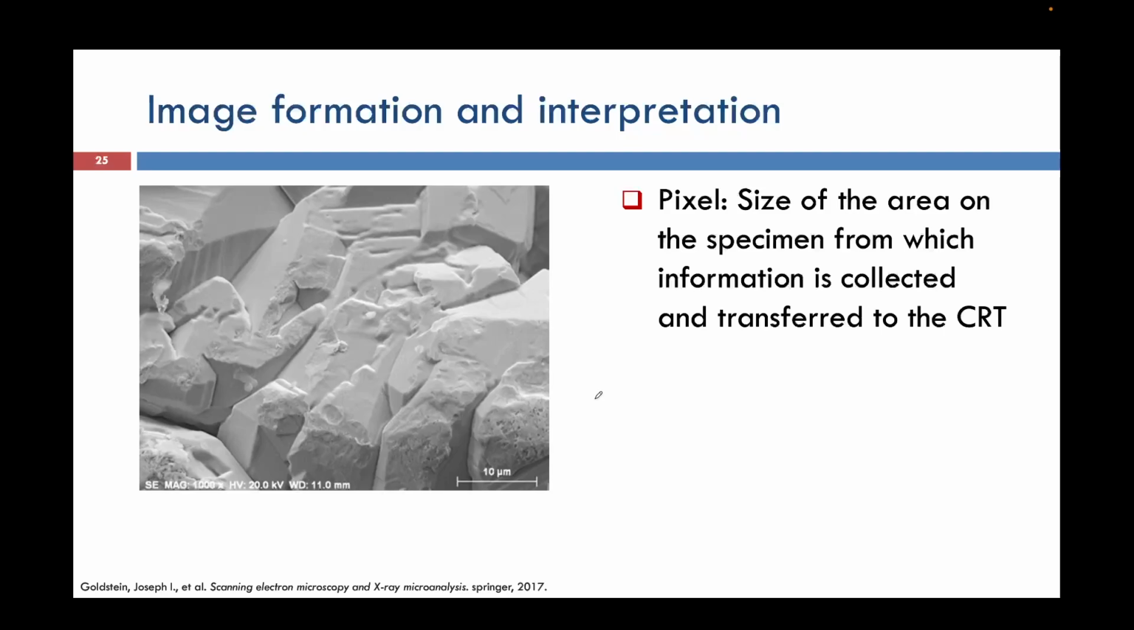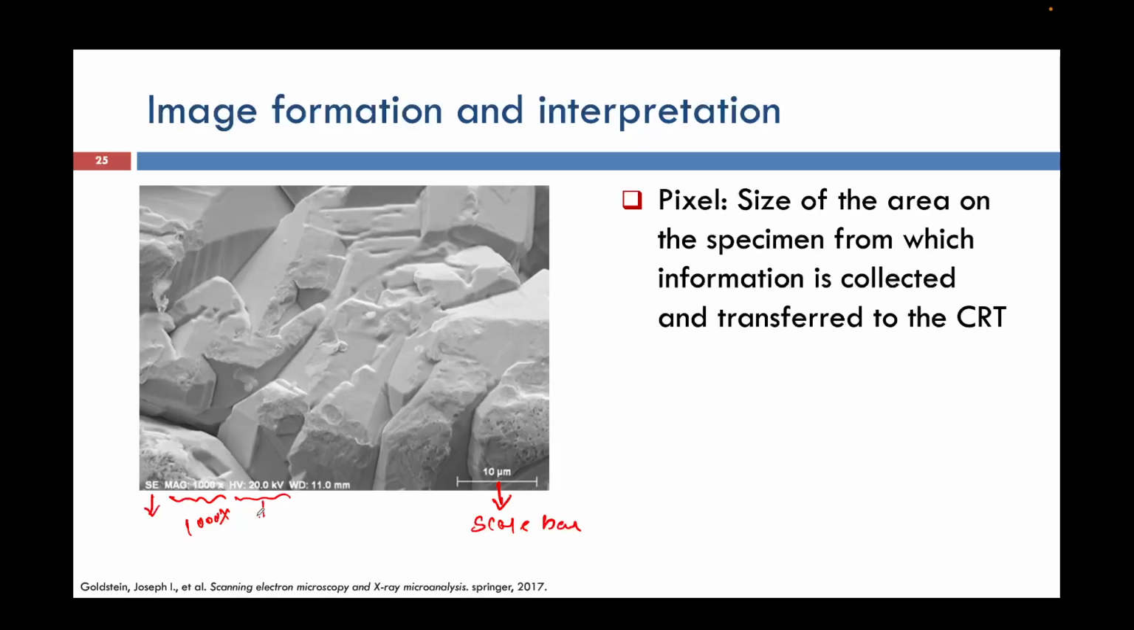Here you can see the various features, and with the SEM image there are various features you should be able to see. So this 10 micrometer is the scale bar. Okay, and here you can see SE means it has been taken in secondary electron mode. Mag 1000x means this is the magnification, which is 1000x.